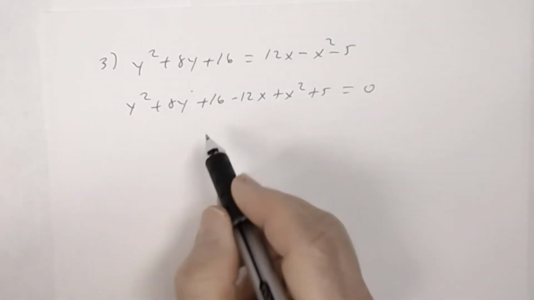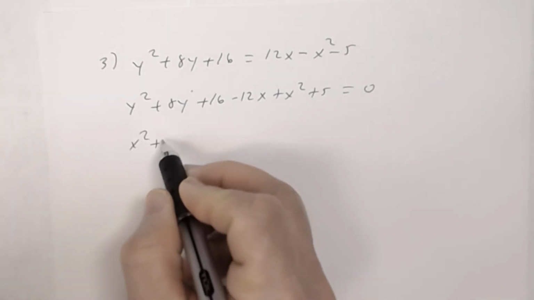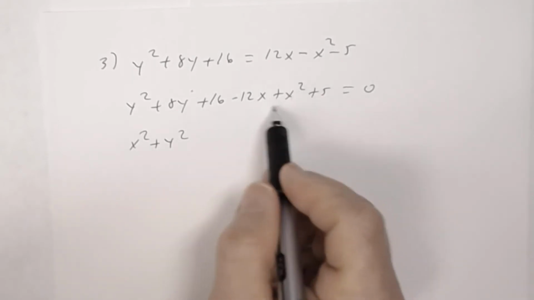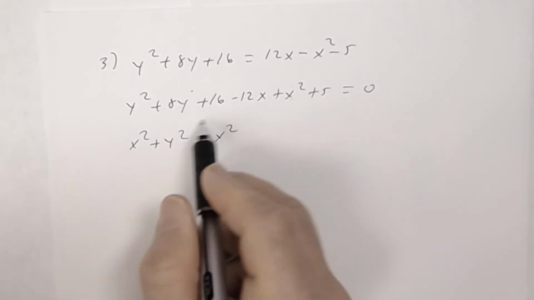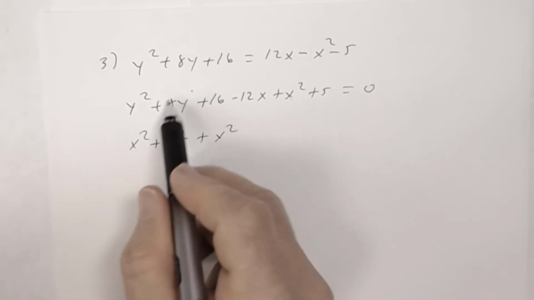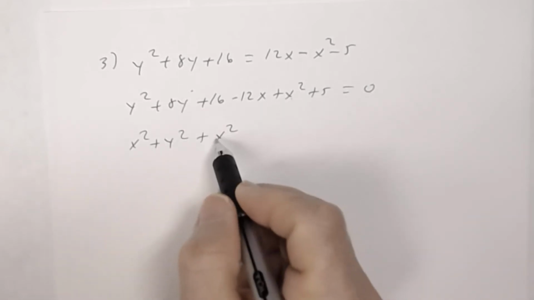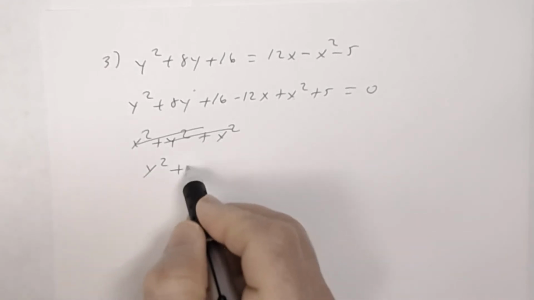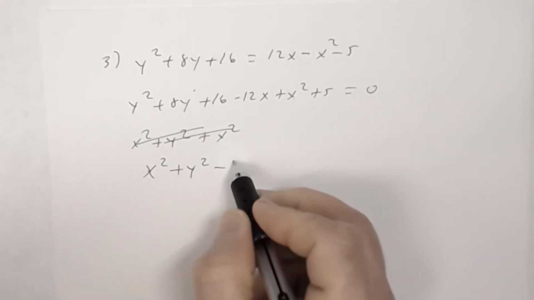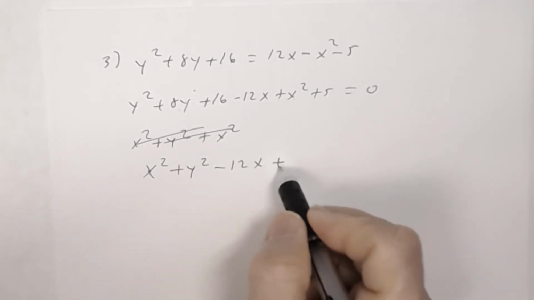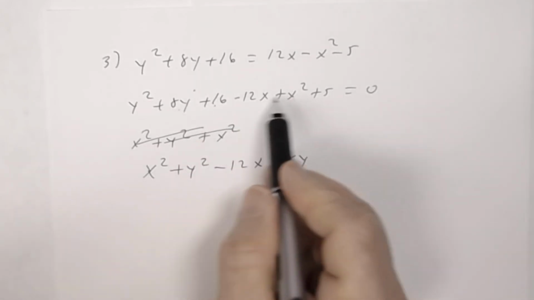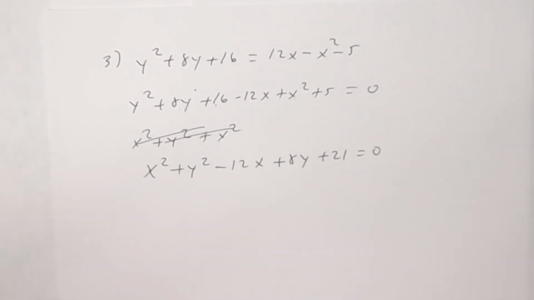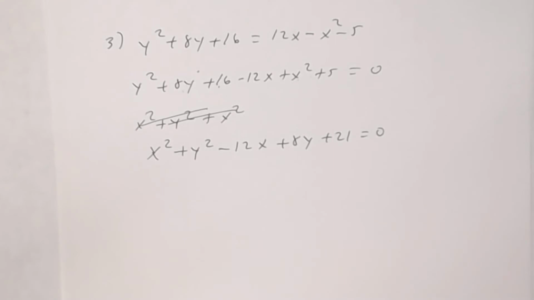So, and I'm going to put the x squared first. So I get x squared plus y squared. Then I'm going to put, oh, I'm sorry, I didn't mean x squared, I meant minus 12x. Let me go ahead and rewrite this. So x squared plus y squared minus 12x plus 8y, and then 16 and 5 is 21, and that equals 0. Okay? All right. So now it's in general form.